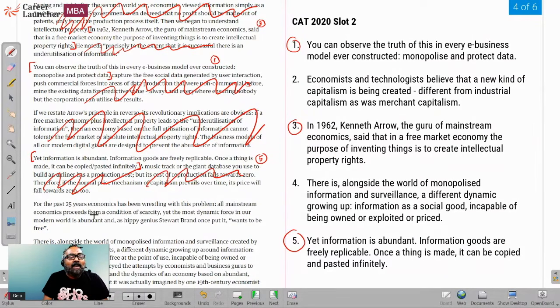But what is all we not need? We don't need, for the past 25 years, economics have been wrestling with this problem. All mainstream economics, all this we don't need. There is alongside a world of monopolized information created by governments. Different information is a social good exploited. Oh, ladies and gentlemen, some version of this is sentence number 4.